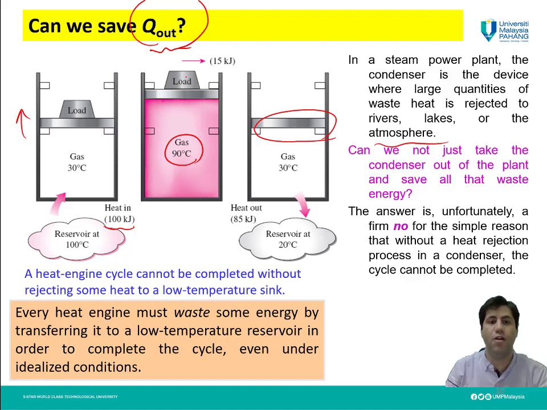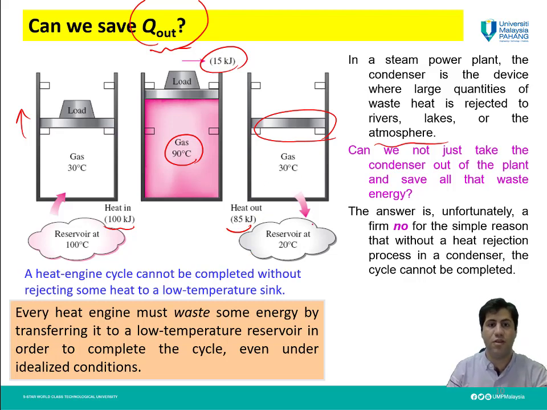Then if we remove the loads, the required energy to keep this piston here will reduce this much, because this is the work for the required load. If we remove the load, 15 kilojoule of required energy will also be removed. So only 85 kilojoule of energy is enough to keep the piston here. Then if we want the piston to go back to its initial state, we need to remove these 85 kilojoule of energy from the gas.